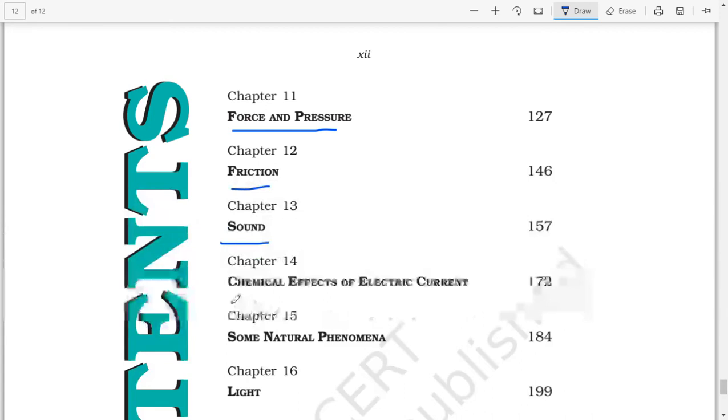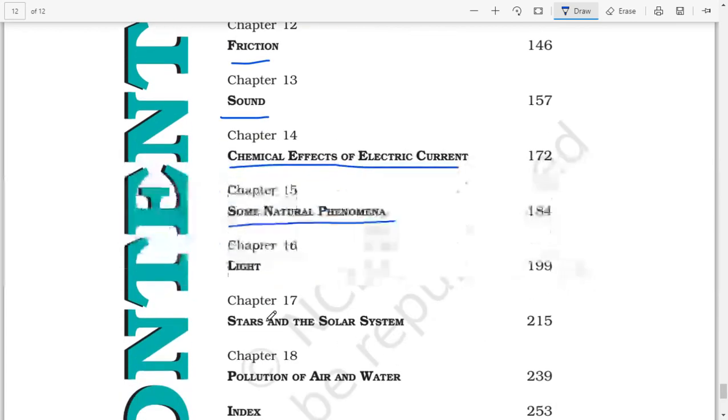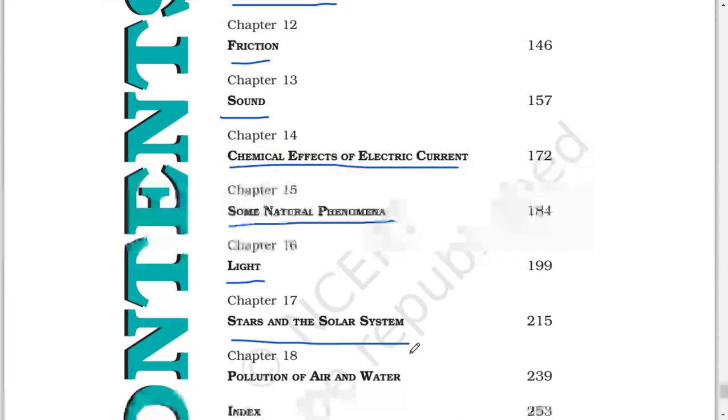Chapter 14, Chemical Effects of Electric Current. Chapter 15, Some Natural Phenomena. Chapter 16, Light. Chapter 17, Stars and the Solar System. Chapter 18, Pollution of Air and Water.